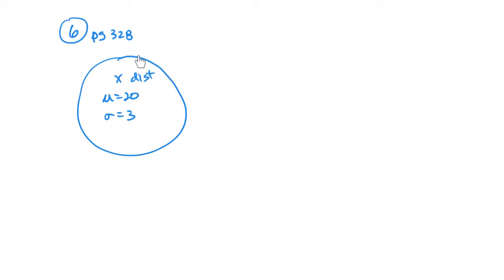So we've got this X distribution in this kind of a circle. Just think of this as a bunch of numbers. We don't really know much about it, but we know that the mean is 20 and the standard deviation is 3. Now notice in number 6, it doesn't tell us that X is normal. We don't know that it's normal, so it may not be normal. We just know that the mean is 20, the standard deviation is 3, and we're going to take random samples of size 36.